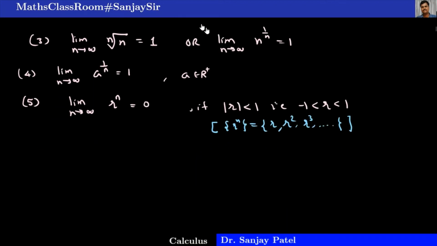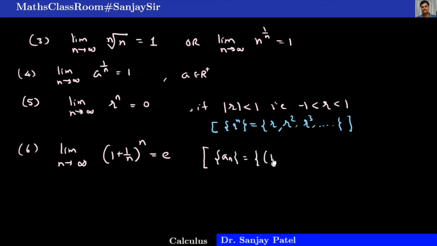And another famous sequence: limit n tends to infinity, (1 plus 1 upon n) whole raised to n is equal to the constant e, where you know the number e, its value is 2.7181 and so on. And the interesting thing about this sequence, which you can take as the sequence an, is that it is a sequence of rational numbers: 1 plus 1 upon n raised to n.